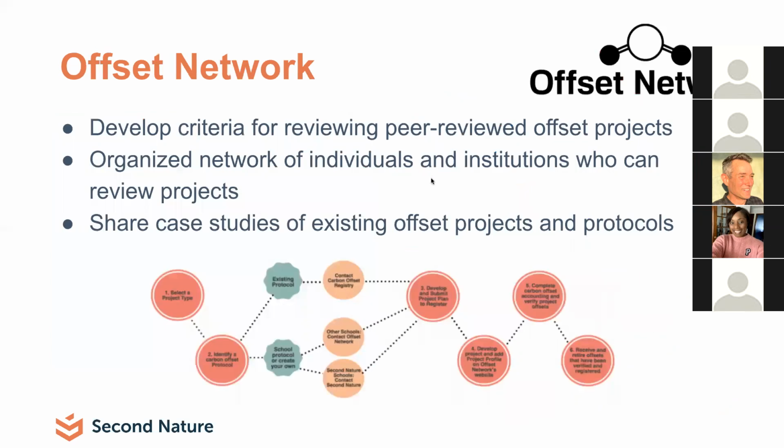Next, we've got the Offset Network, which is a fantastic group that's pretty much facilitated by us and Duke University. They help develop criteria for reviewing peer-reviewed offset projects in higher ed. And if you've got an offset project and you're not super sure what to do with it, how to proceed, what it could mean for your campus, or where to go with it, this is a really, really great resource. They've helped folks at every step of this process get their projects off the ground and up and running. And they're a fantastic group of people.